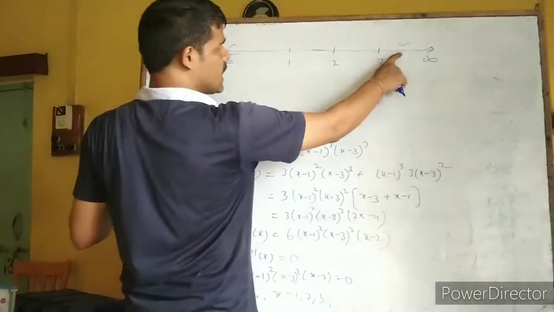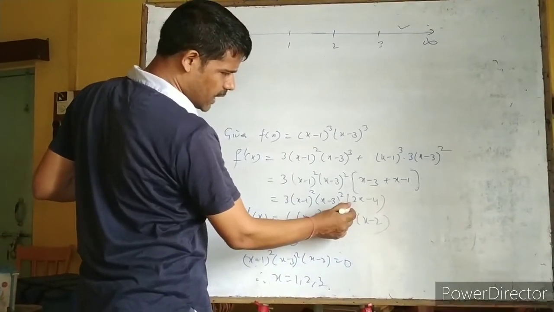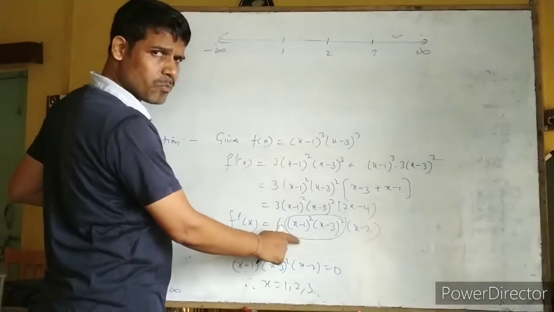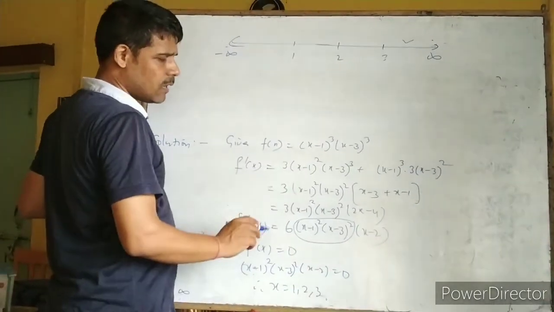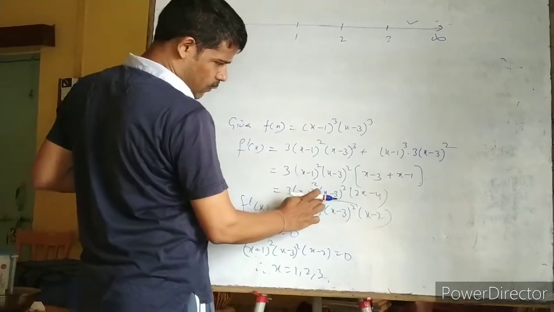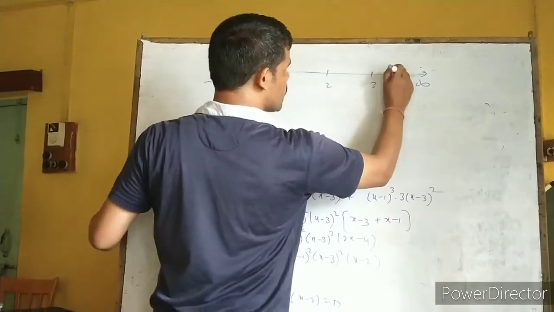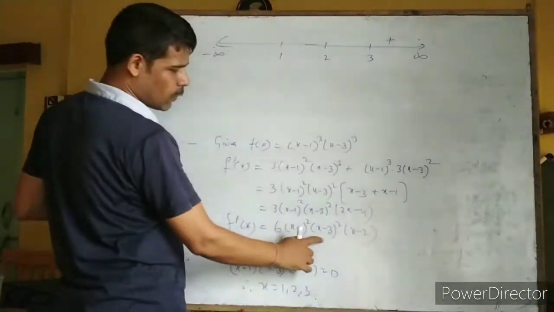Suppose I take 4 here. Whatever value you take, this part will always be positive. Why? Because a square is there. With x equal to 4, this part is positive. Now what about this? The 3 is coming from this factor.